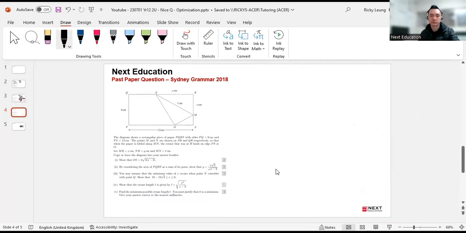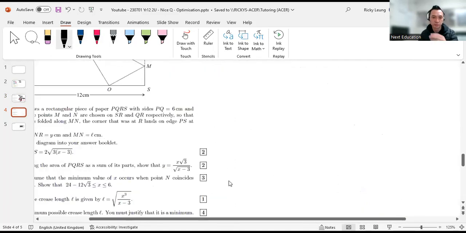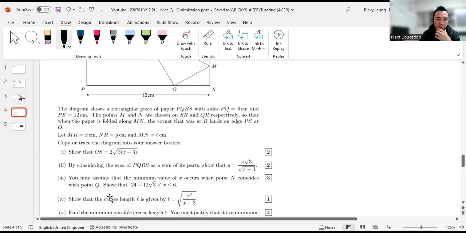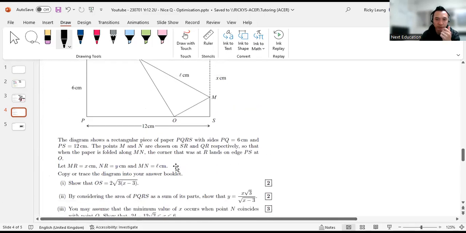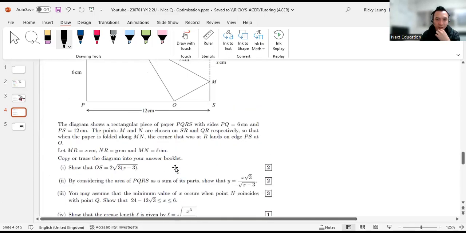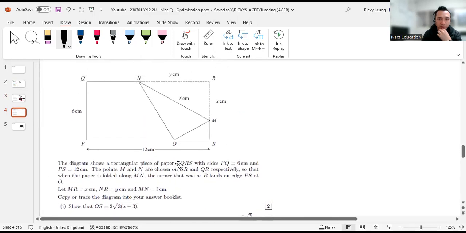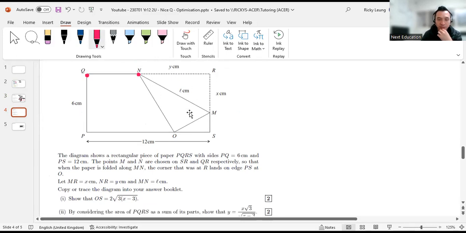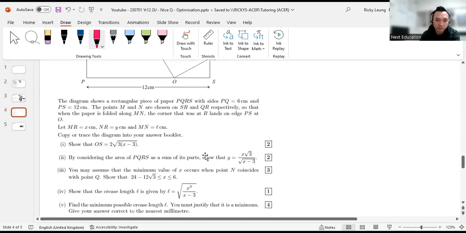Like that. Okay, let's zoom in. What's the next part? You may assume that the minimum value of x, so the smallest value of x, occurs when n collides with q. Okay, so when this goes to q, yep, the fold is the smallest. That makes sense. So as you get bigger, x gets bigger when n goes towards r, but you get smaller for x when n goes towards q. Okay, show that.